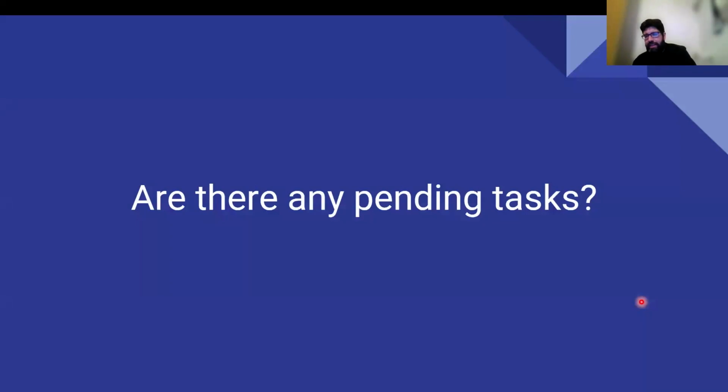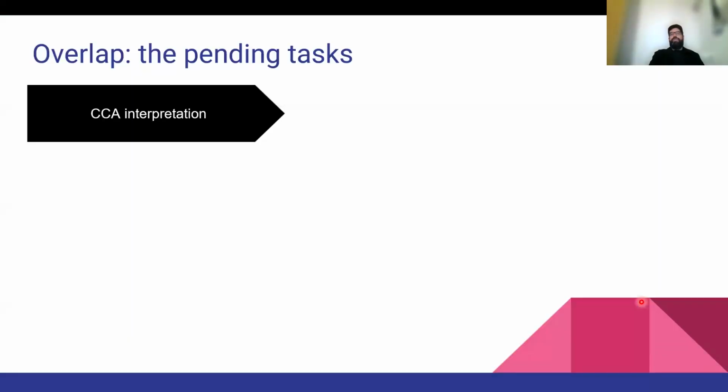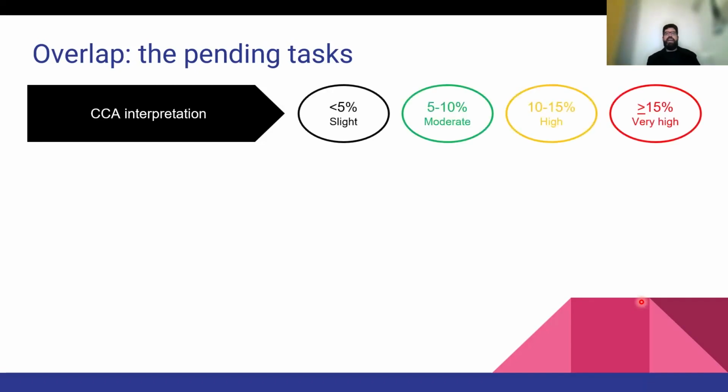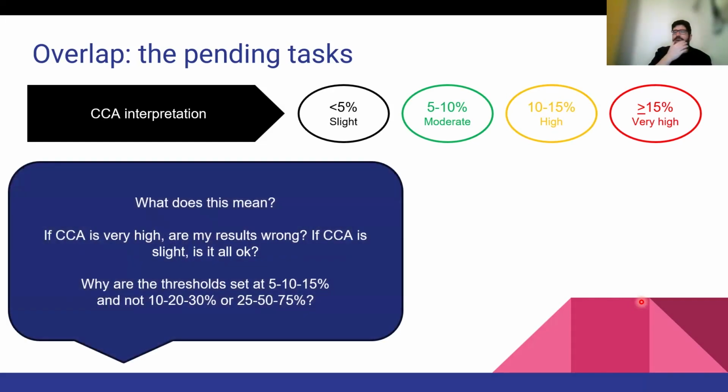Are there any pending tasks in this? Well, first of all, I have talked about the CCA interpretation, and I said 5, 10, and 15% were the thresholds to interpret this. But what does this mean, actually? If a CCA is very high, does that mean my results are wrong or misleading? If it's slight, is it all okay and I should not worry about it? And why 5, 10, and 15? Why not 10, 20, 30, or 25, 50, 75?